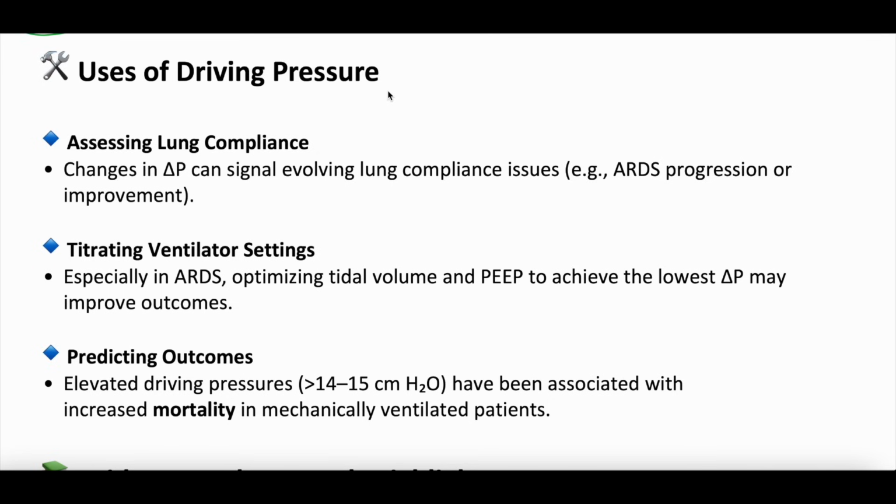So again, just a scenario, the plateau pressure is 20, the PEEP is 5. Your driving pressure is 15, right? Driving pressure is 15 because it's your plateau minus your PEEP.